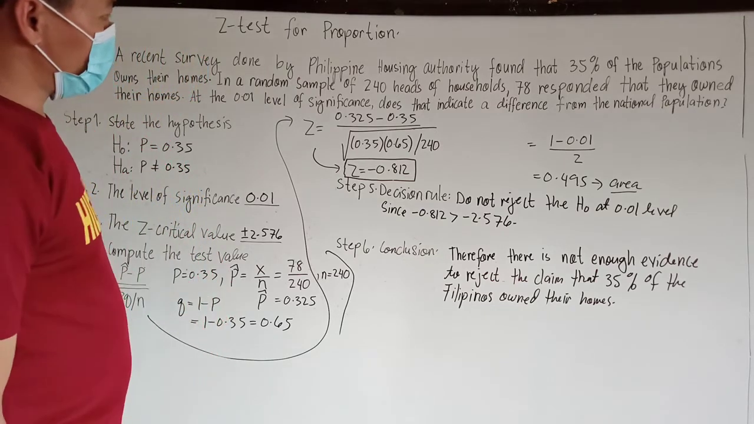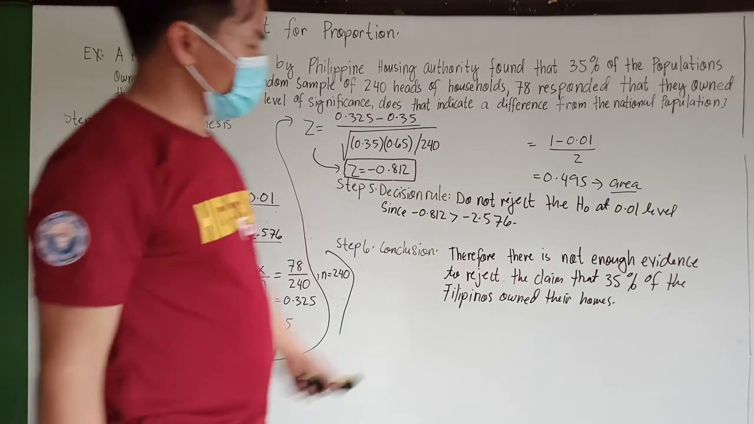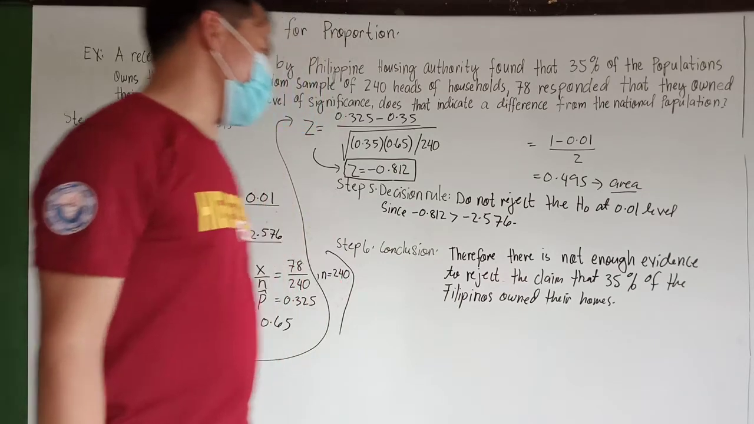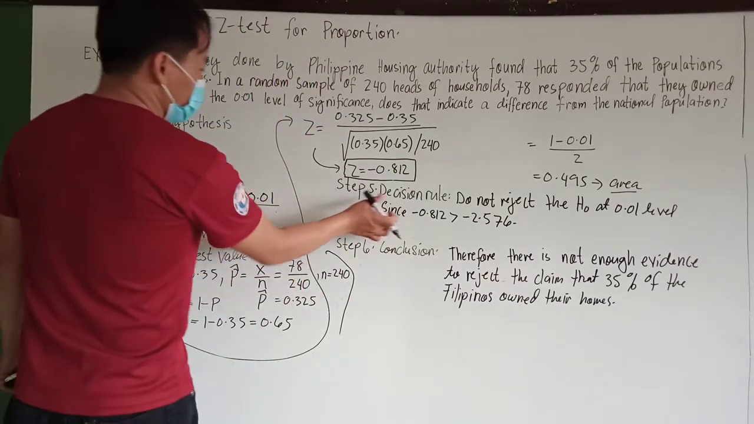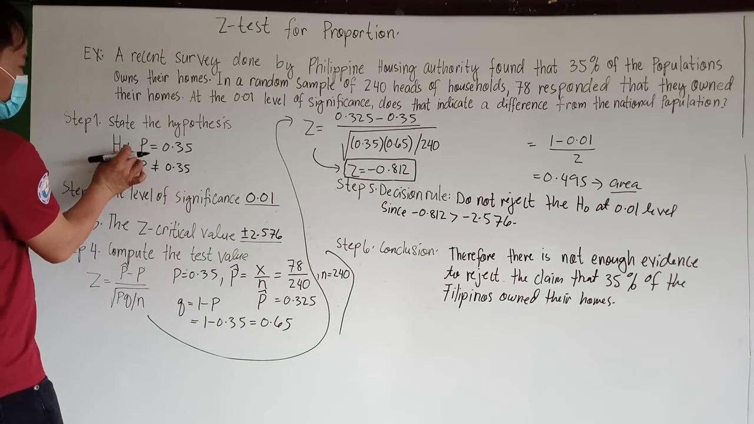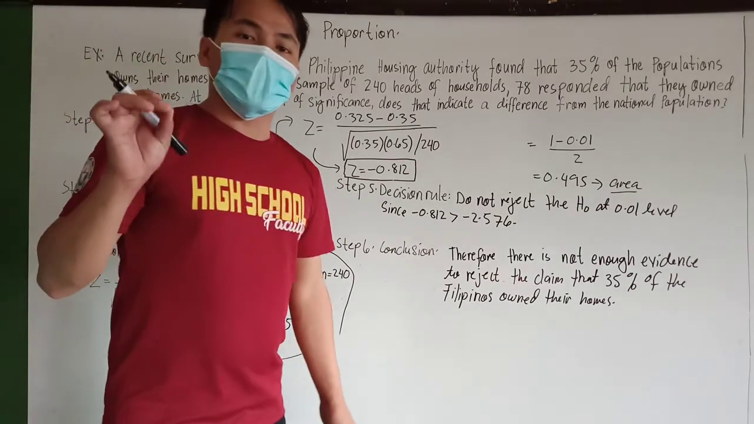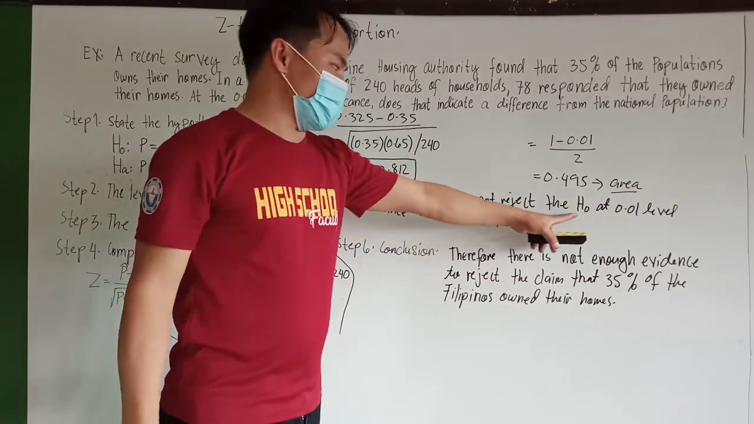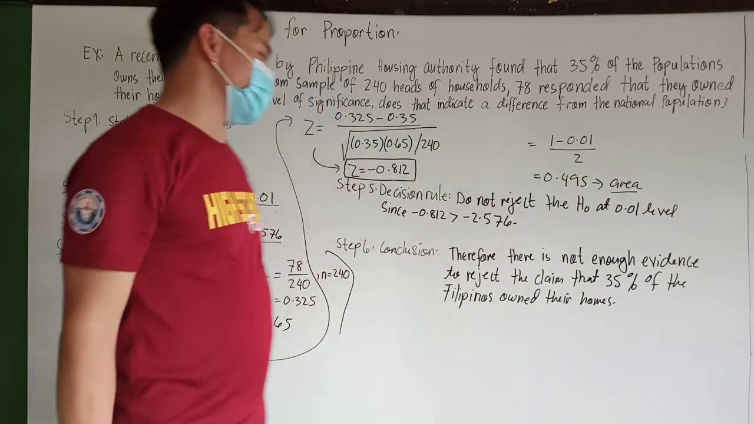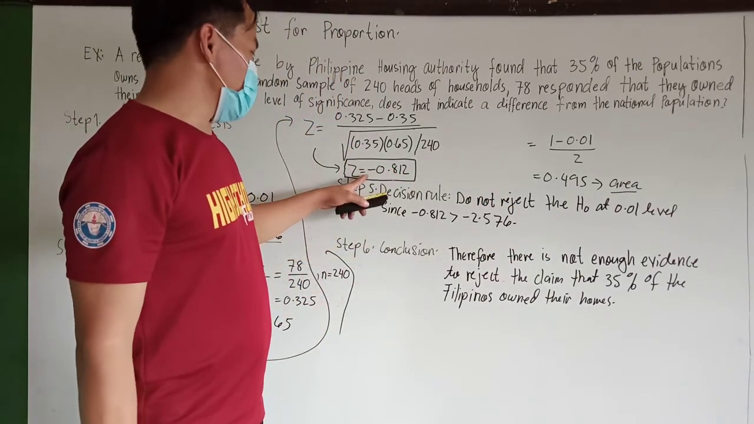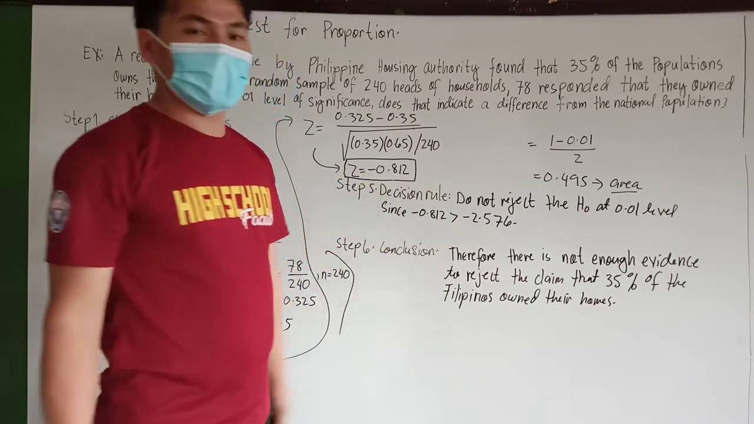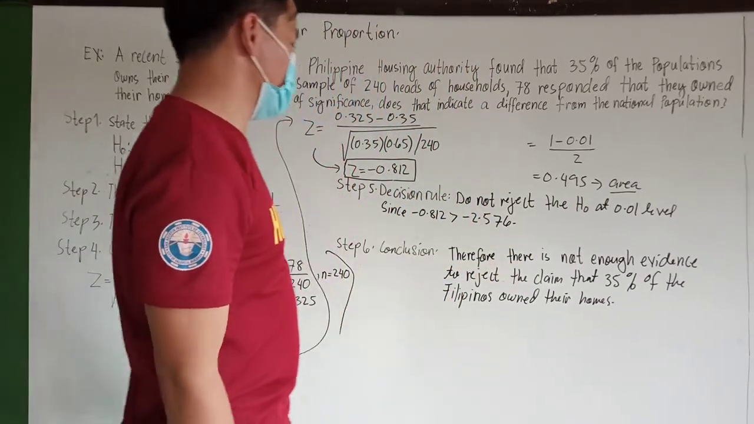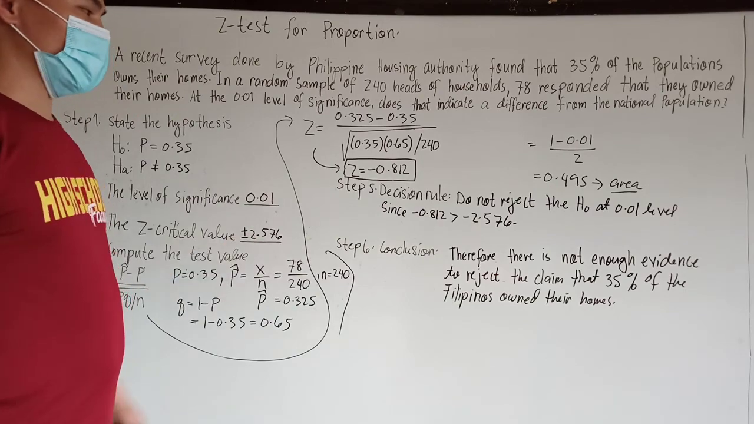So of course, in the conclusion, therefore, there is not enough evidence to reject the claim that 35% of the Filipinos own their homes. The reason is that we fail in step number 5, we fail to reject the null hypothesis. Since there is nothing to reject, in other words, we will have to accept the null hypothesis. So do not reject the H0, which means we accept the null hypothesis. Since we have here as evidence our computed z value, negative 0.812, which is greater than negative 2.576, we can now make our conclusion like this.